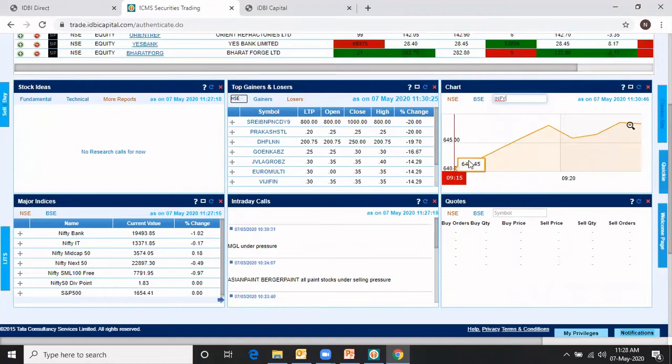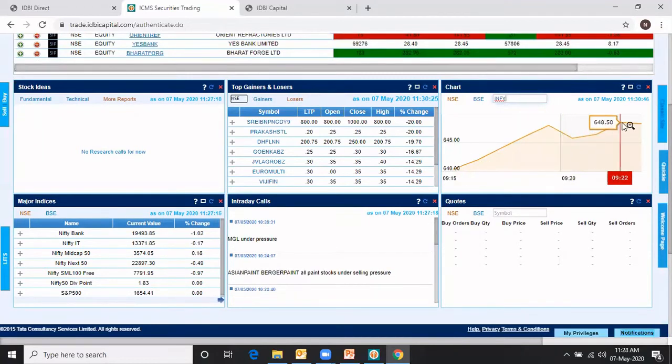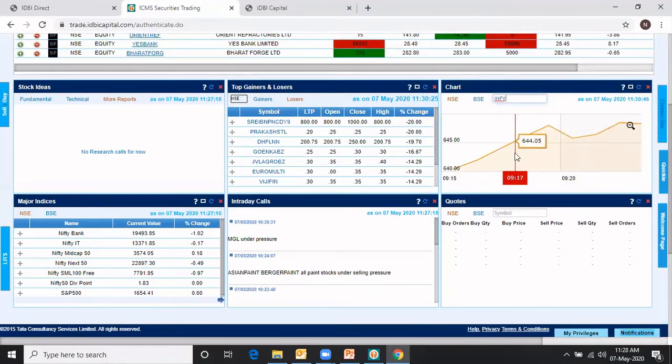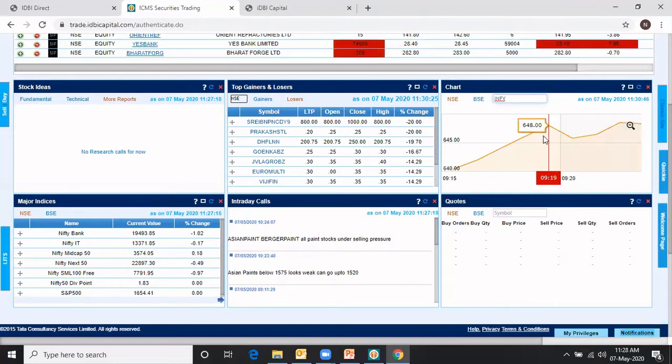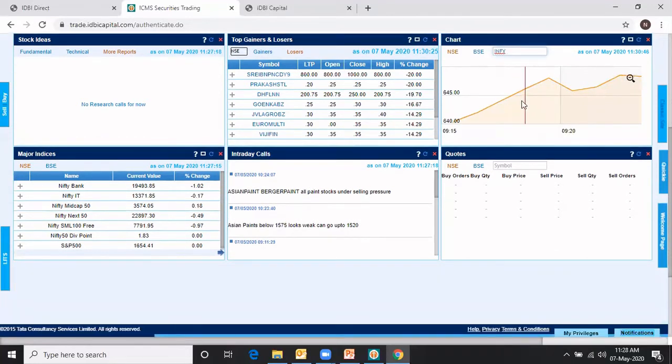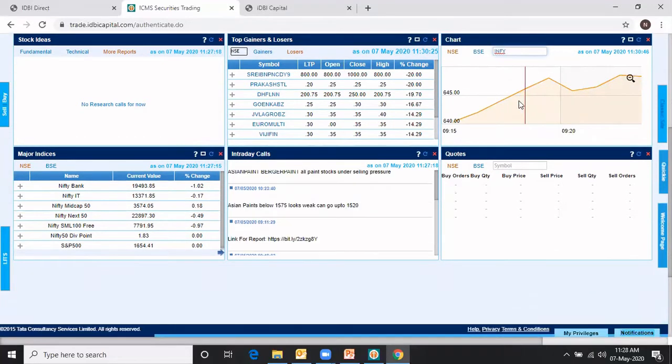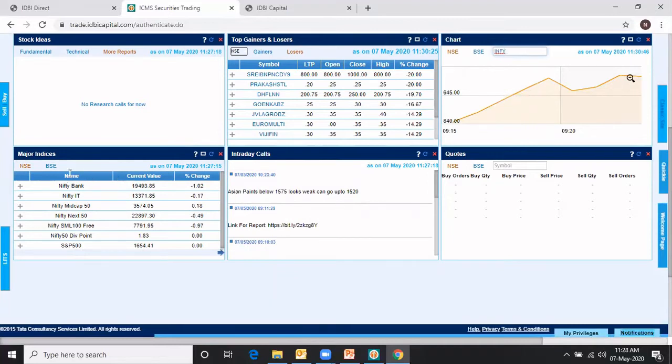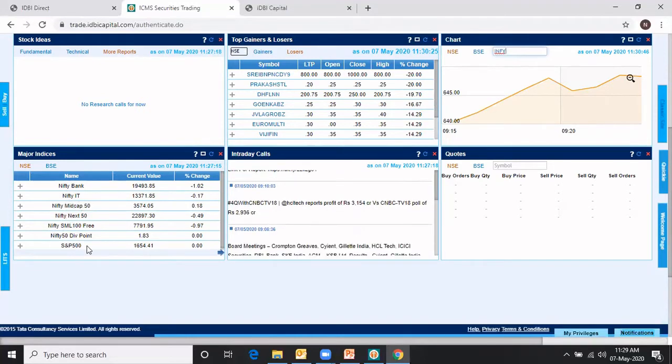This is a line chart, but I'll have a fair idea how it's moving, and accordingly I can see. This is a quick chart. Then major indices you can see from here. What is Nifty Bank doing? What is Nifty IT doing? And Midcap or Next 50, like that you can see.